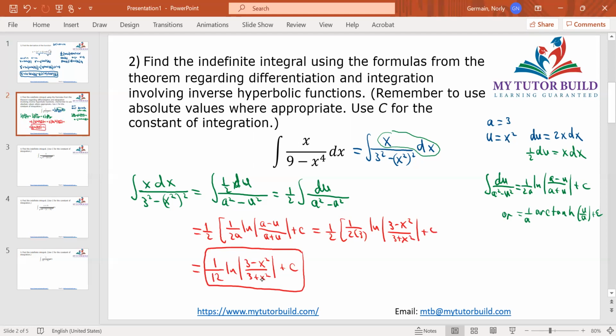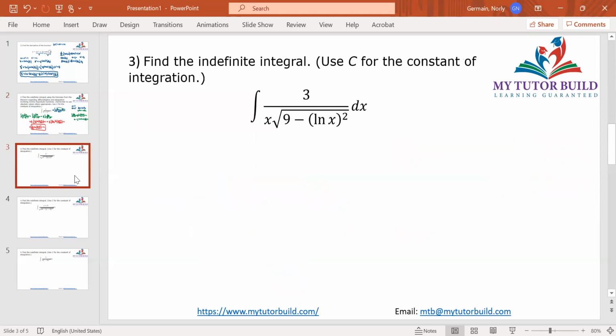So we can continue to do more examples involving either hyperbolic functions or just finding the indefinite integral. In this example, they ask us to find the indefinite integral. For the concept of integration, as I said, anytime we look for the indefinite integral, we need to add the constant c of integration.